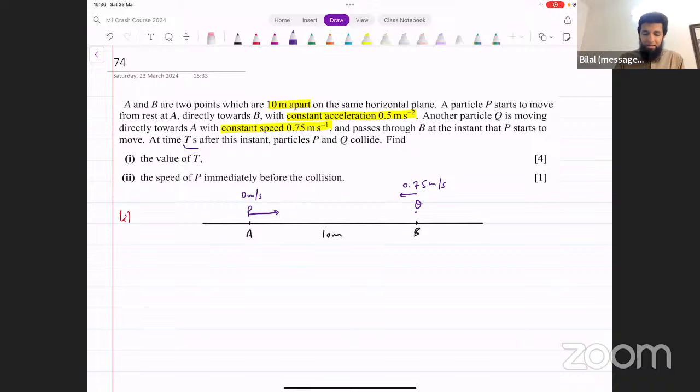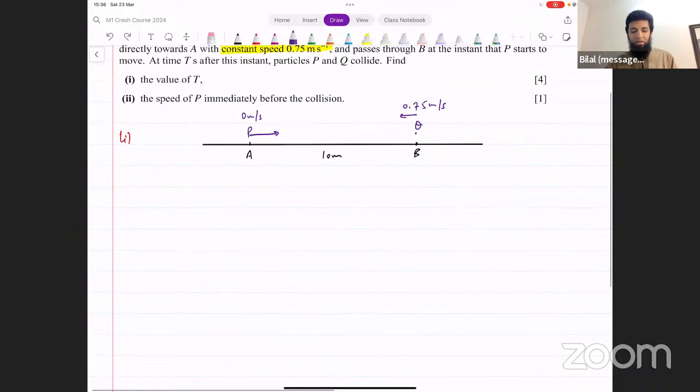At time t seconds after this instant, particles P and Q collide. So there's some point between A and B where the particles collide with each other. Now, we don't know where exactly that point is going to be. Let's assume it is maybe somewhere here. I'm just going to mark a point randomly. Do not assume it to be the midpoint. Don't make that assumption. Let's say this is point X, where the collision happens.